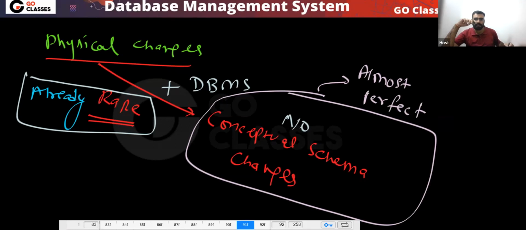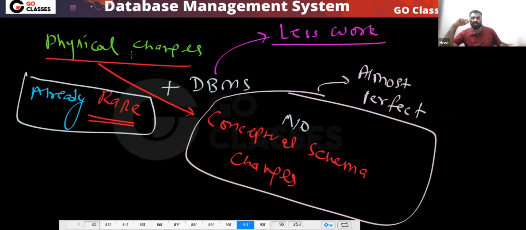Clear? Is this clear? So DBMS software does not have to do much work. Can I say DBMS software does not have to do much work? Comparatively, it does not have to do much work. So I can say less work. So it is easier for it. For DBMS software, it is easier to get physical data independence.